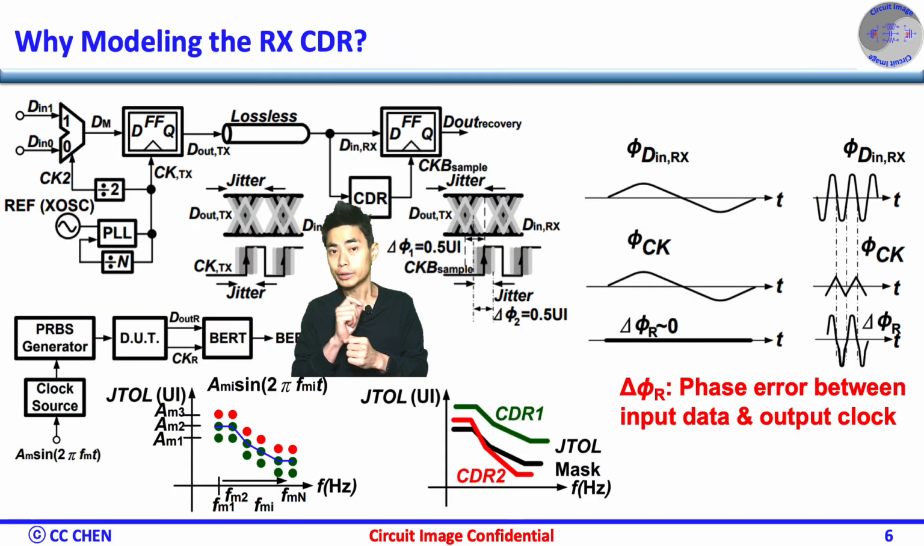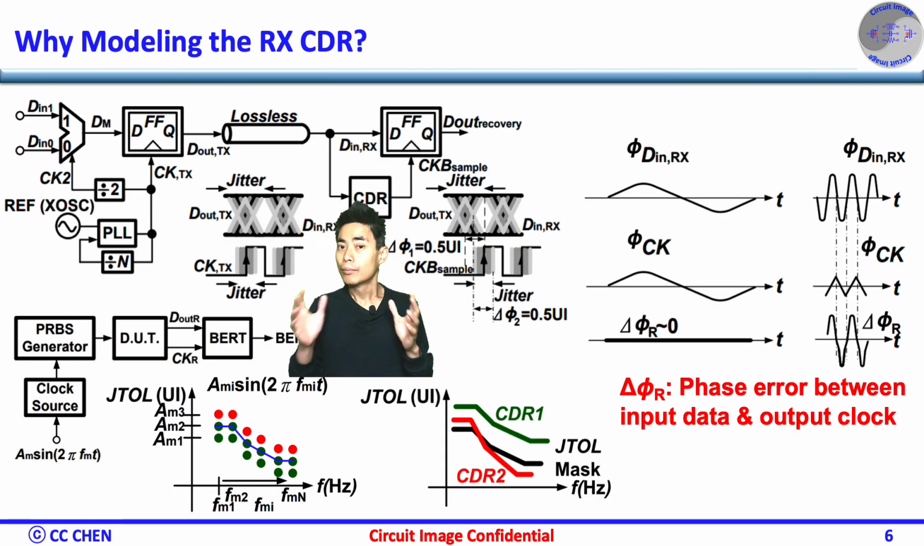Right, we do need, but we probably may need more about the RX clock and data recovery behavior. Can you please recall the previous video? To make the timing margin greater, we don't only care about the input data jitter or the output clock jitter itself. Instead, we may care about the phase error between the input data and the output clock, since the timing margin is the phase difference error between the input data and the output clock's sampling phase.